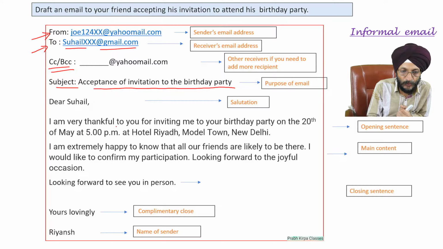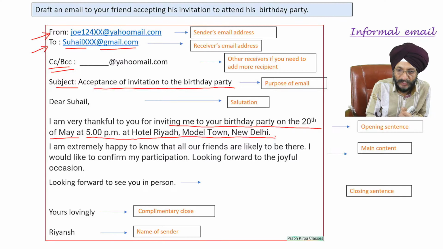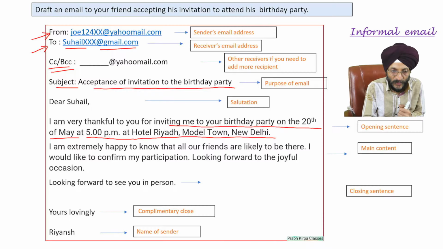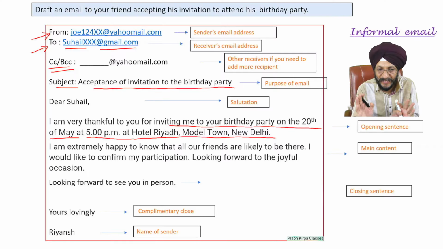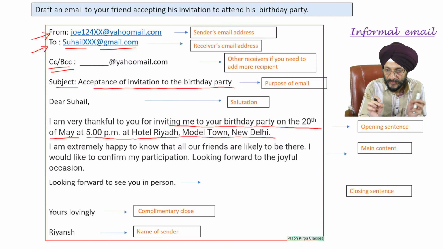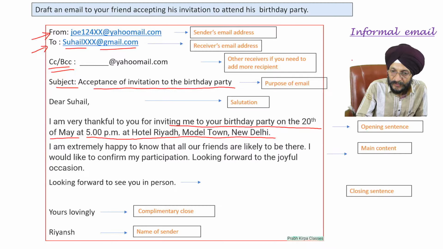I am very thankful to you for inviting me to your birthday party on 25th of May at 5 p.m. at Hotel Riyadh, Model Town, Chandigarh. In this case, you have noted that we have simply added 20th of May. Here we have not added the year. So whenever you write, suppose 21st of May, you do not have to mention the year, no need.